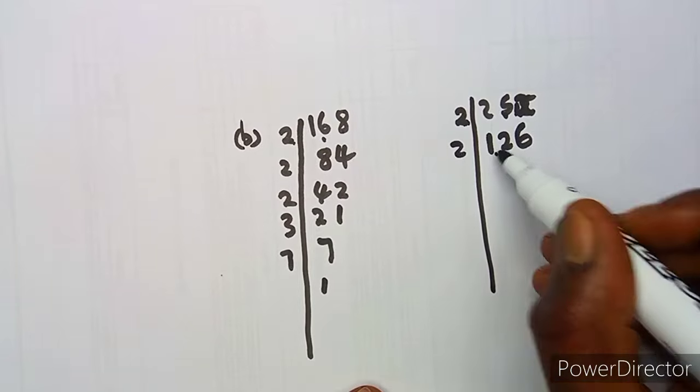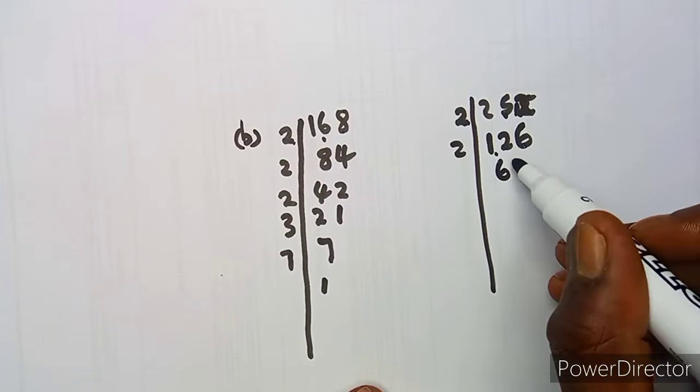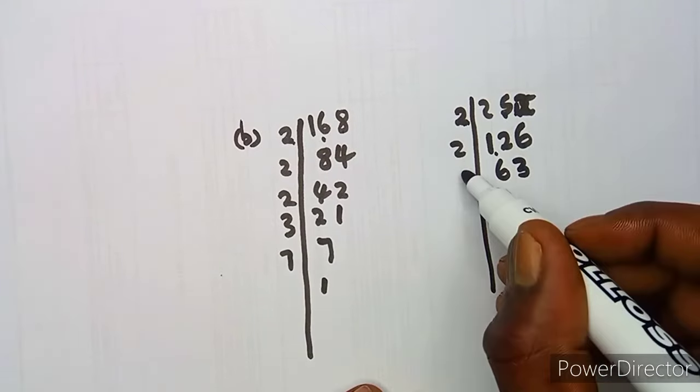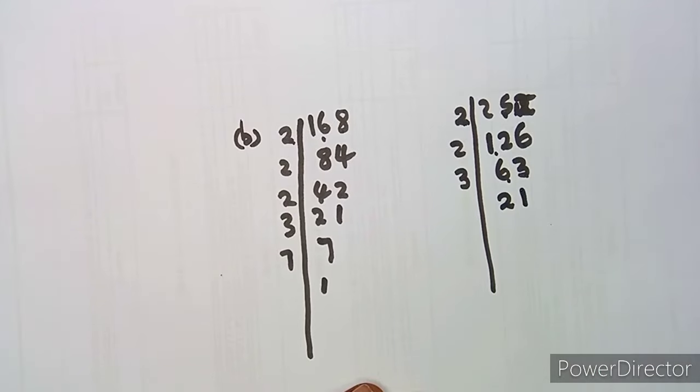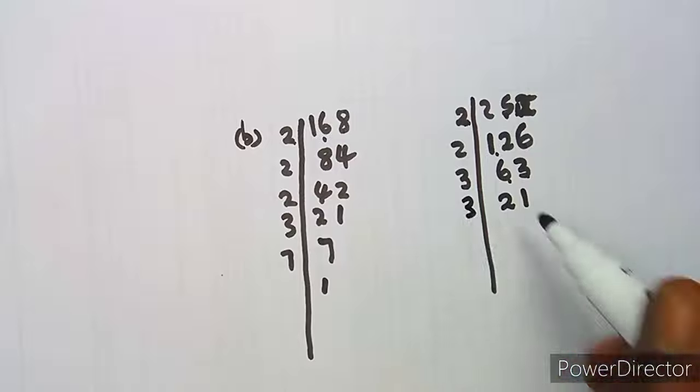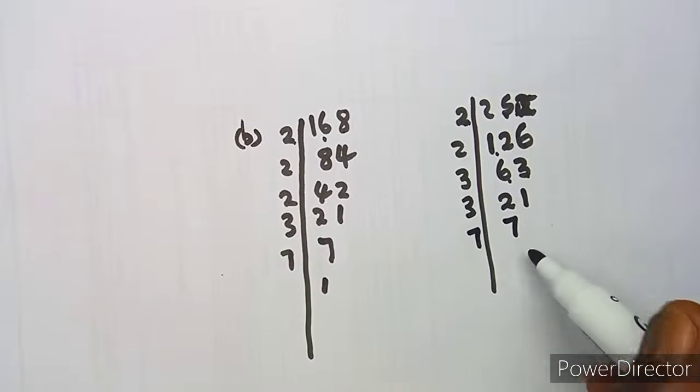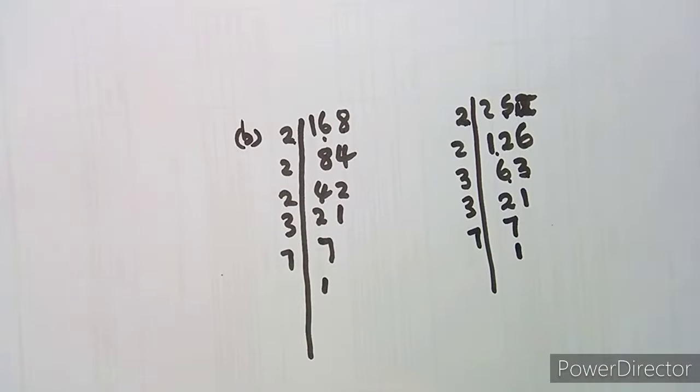Then 2 into 12, that is 6; 6 into 6, that is 3. Move on to 3. 3 into 6, that is 2. 3 into 3, that is 1. All right, sorry, still working with these 3, we can divide again by 3. 3 into 3, that's 1, and 7, 7. So that's what you're going to have in this.